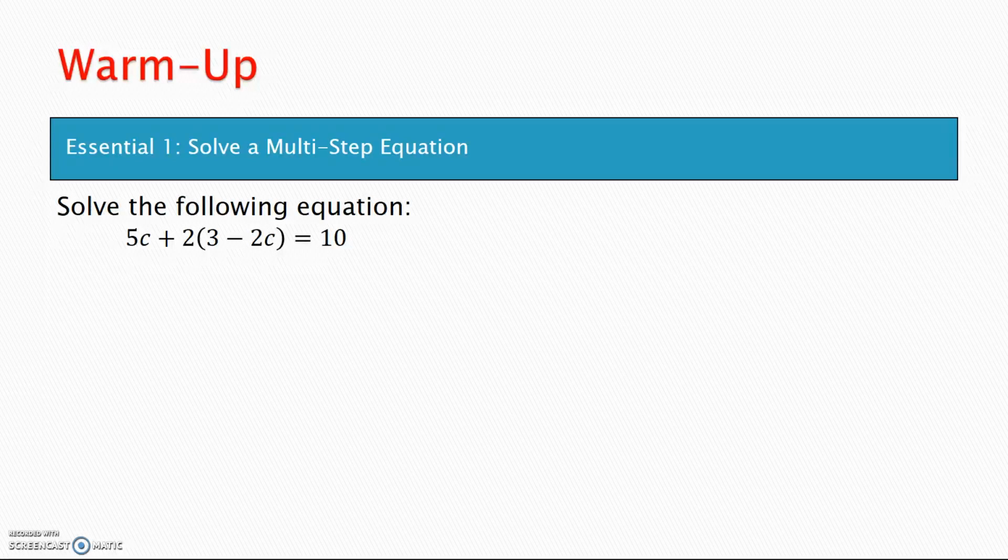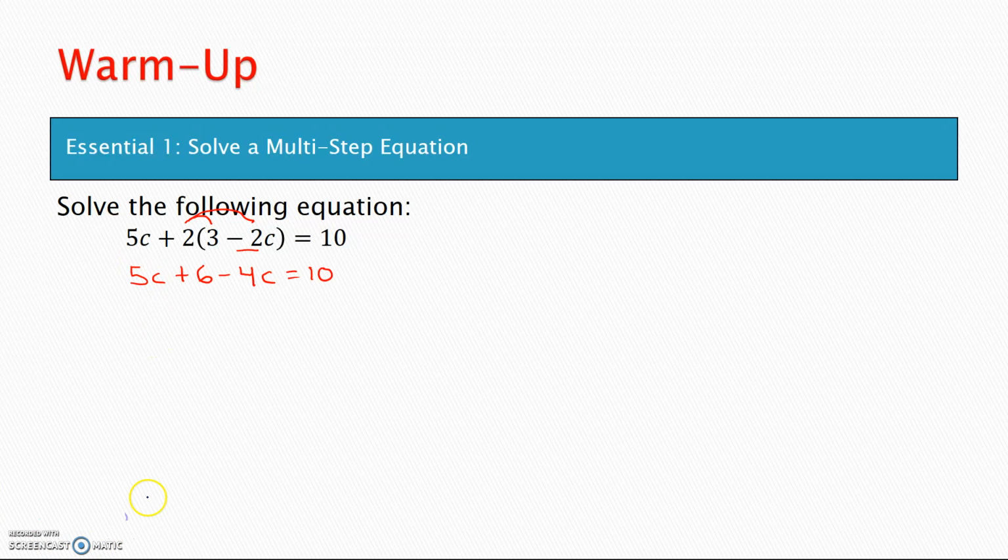All right, so we see that in our warm-up here, guys, it says solve the following equation. Again, essential standard number 1. Well, immediately I see parentheses, and I'm like, hey, there's a 2 in front that I have to distribute. So what's 2 times 3? That's going to be a positive 6. What is 2 times negative 2? That's going to give me negative 4c is equal to 10. I'm going to drop down my 5c as well. Don't forget about that guy.